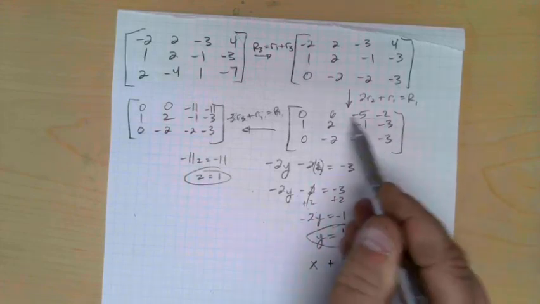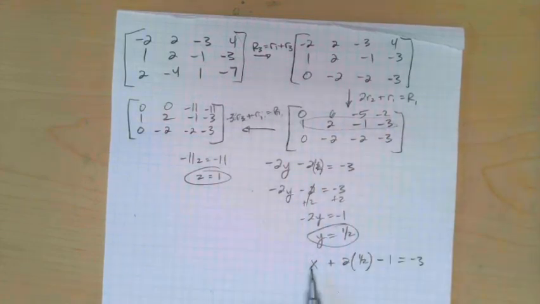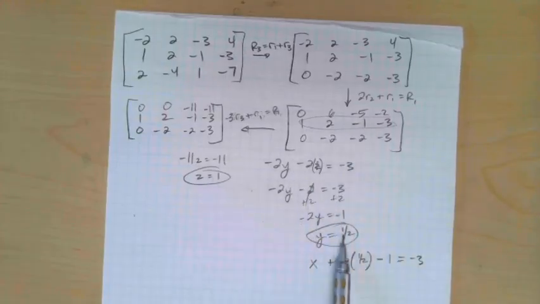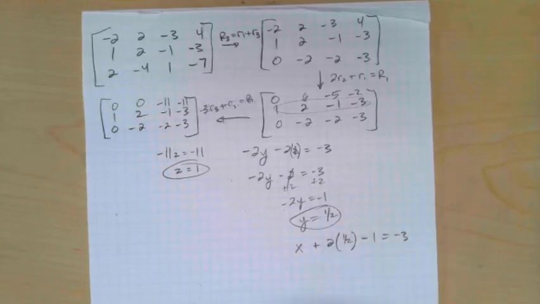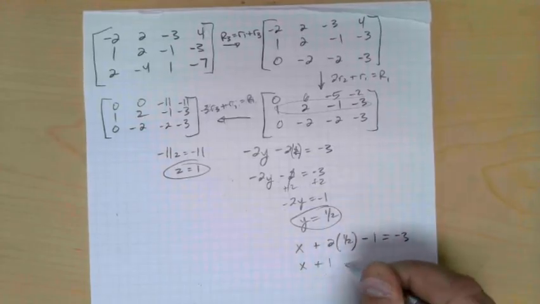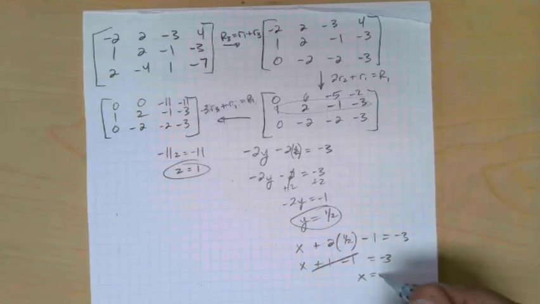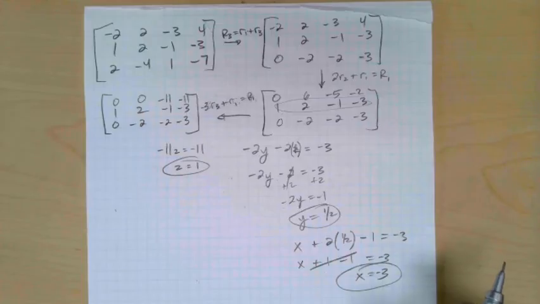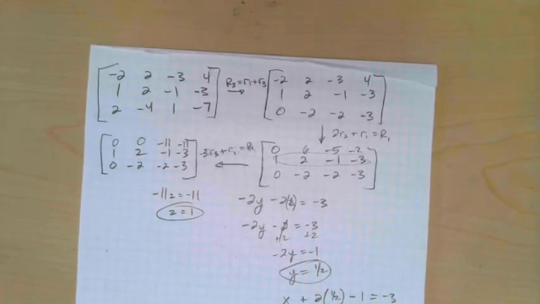So I looked at this equation right there, and I just put x, y, and z, right? X, y, z, except I knew y and z. So this is x plus 1 minus 1 equals negative 3. Hey, those cancel, and I get x equals negative 3. And there are my solutions. Cool. Cool, cool, cool. Okay.